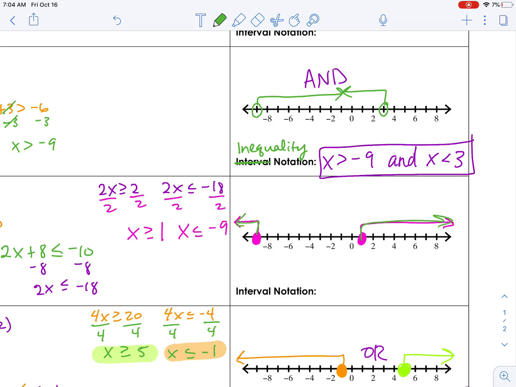Notice that the two pieces of your graph are going apart from one another. When this happens, this means this is an or compound inequality. So in inequality notation, we start with the inequality that has the lower number, x less than or equal to negative 9, or x greater than or equal to 1.